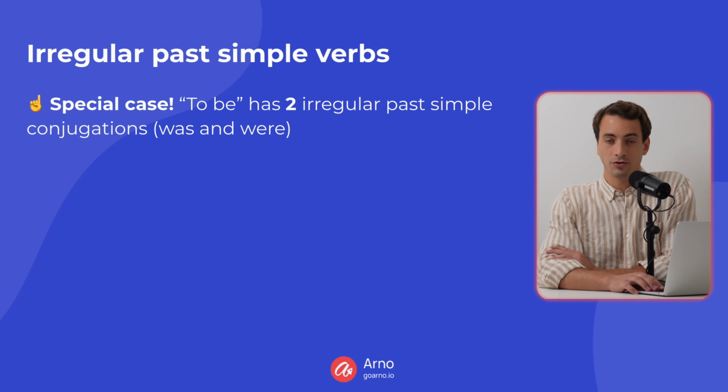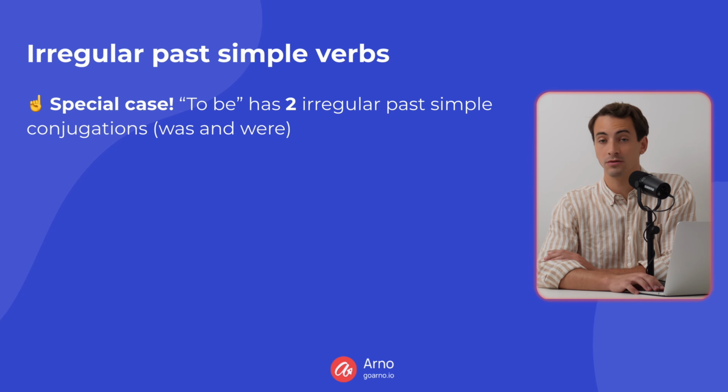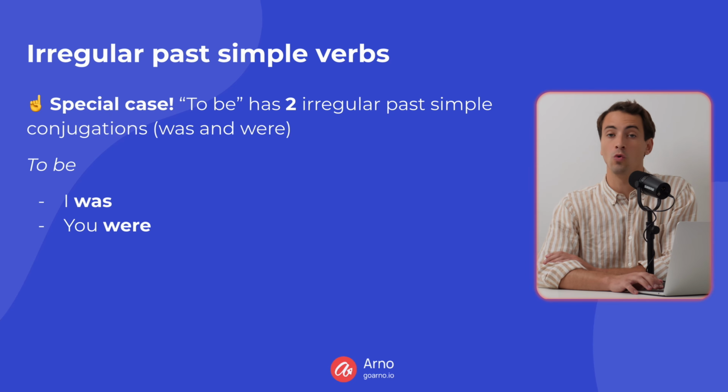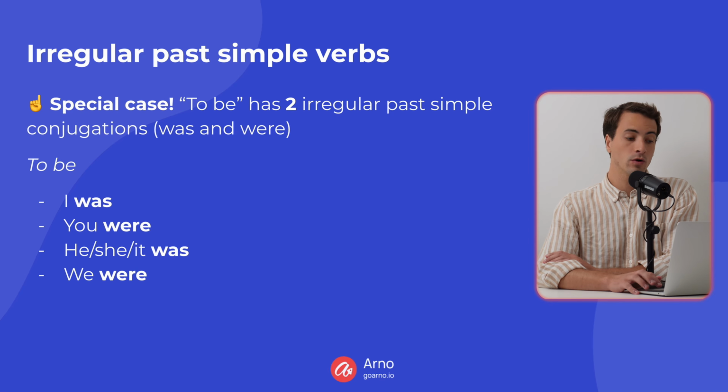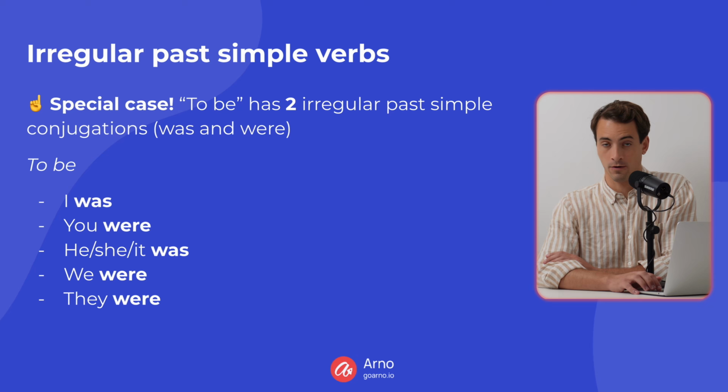We need to also talk about the special case of to be, the most important verb in English, but that has many special rules, including in the past simple. So to be has just 2 past simple conjugations, was and were. I was, you were, he, she, it was, we were, and they were.